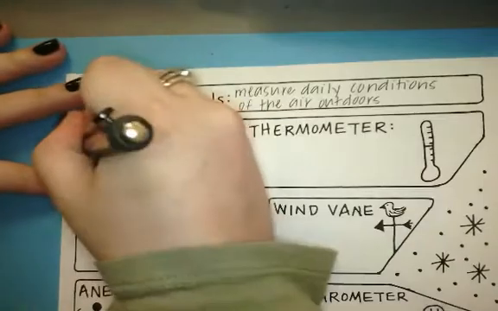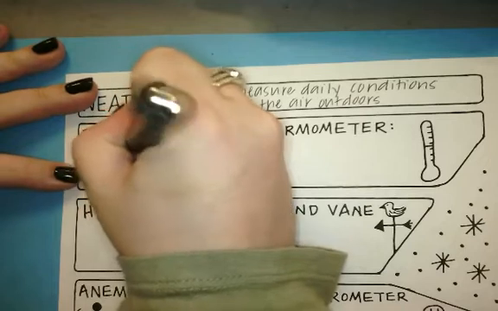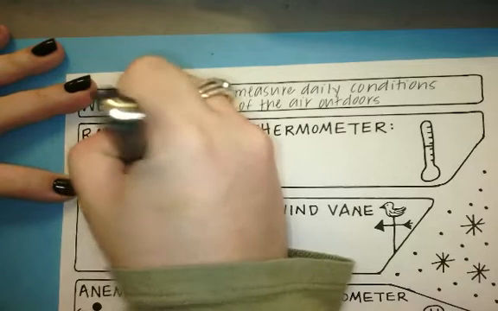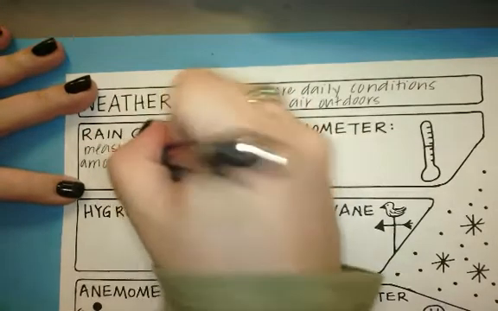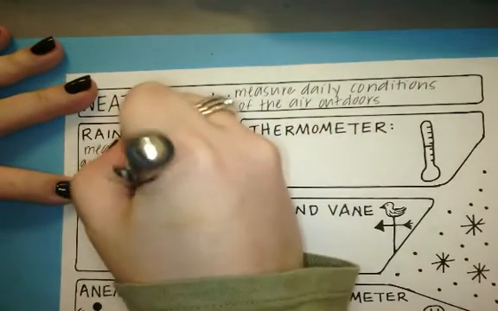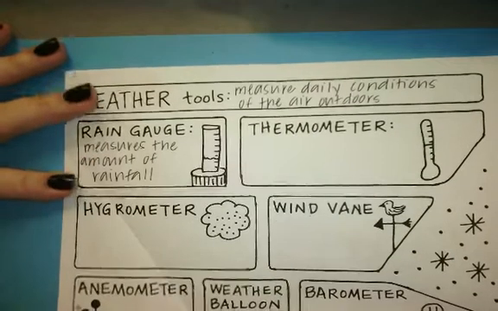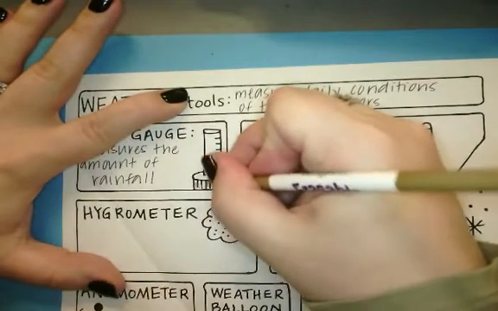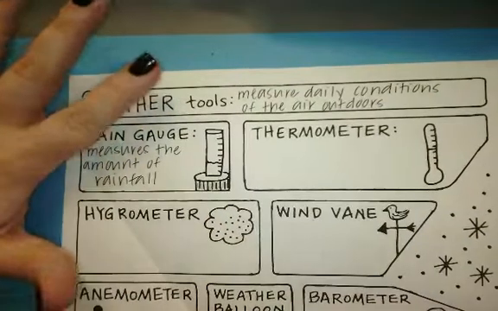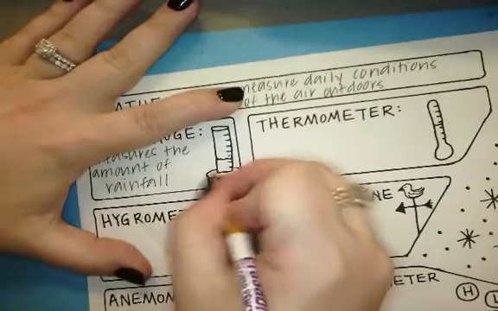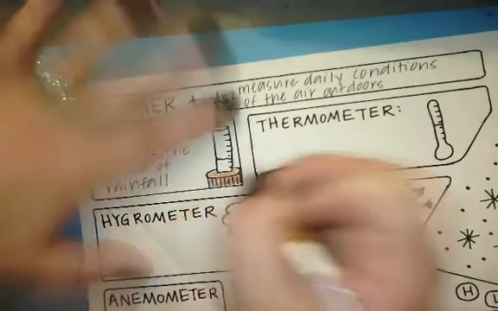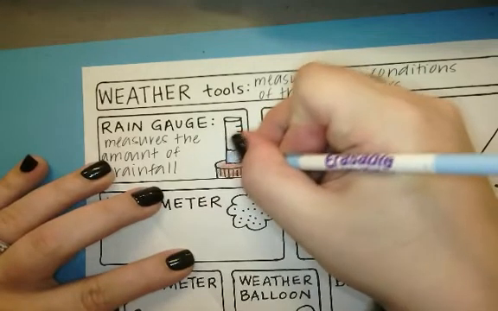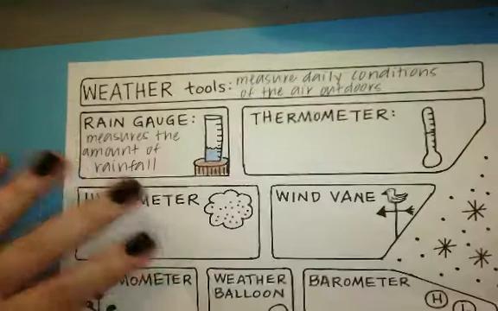A rain gauge obviously measures the amount of rainfall. All right, we're gonna go in and color that. Yes, I do expect you to color your notes today. So I'm coloring my rain gauge. I'm gonna color in the water to show that it has collected a small amount of water like that.